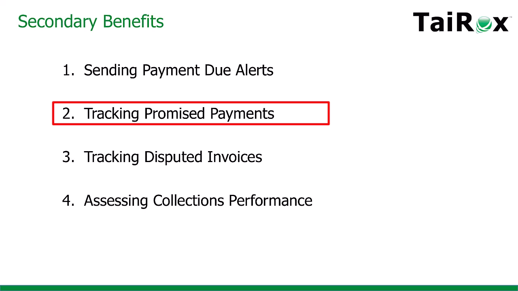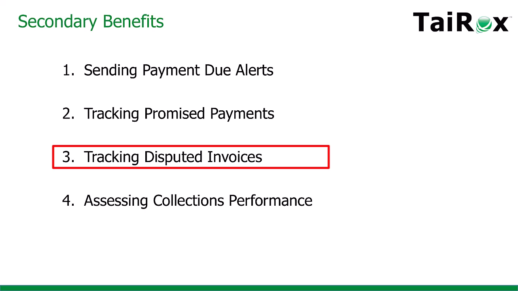Promised payments track the amount promised and the amount paid since the promise was made. A revisit date ensures that the promise will be tracked until closed. The promise can be linked to one or more invoices. Disputed invoices track the amount in dispute. A revisit date ensures that the efforts to resolve the dispute will be tracked until the dispute is closed. Any number of notes and files can be linked to the dispute.